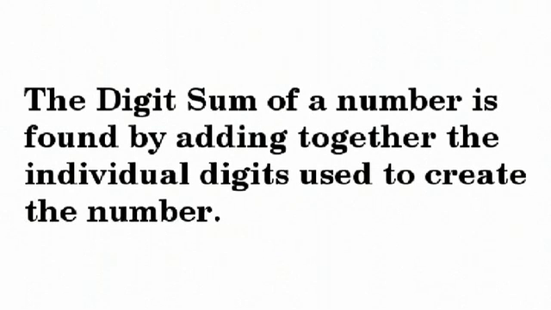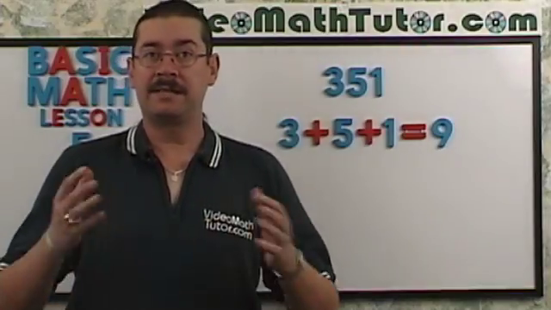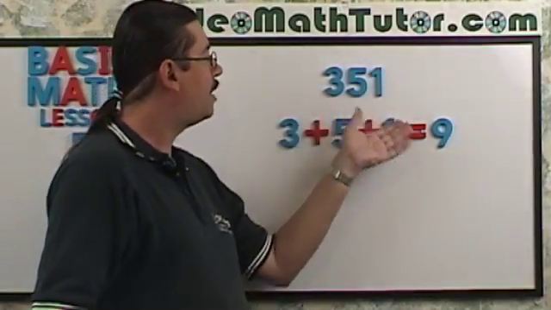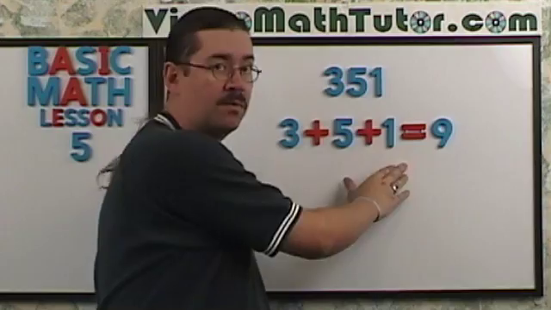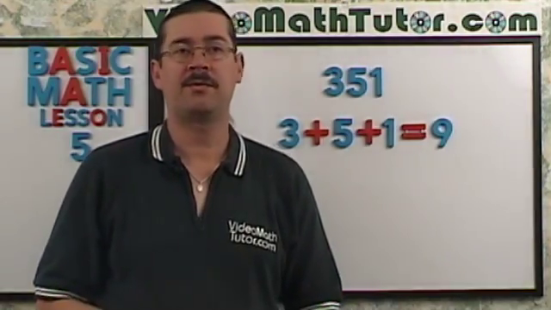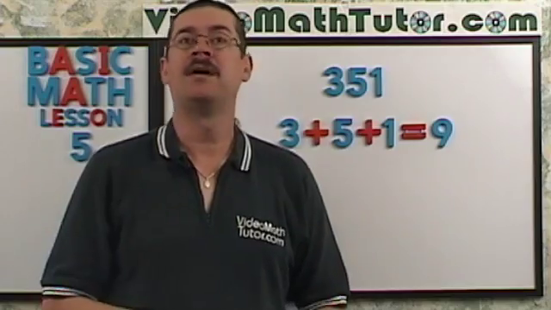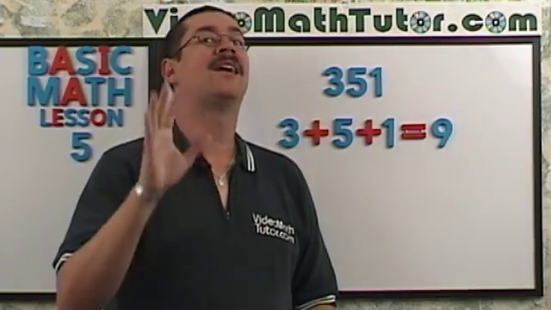The digit sum of a number is found by adding together the individual digits used to create the number. Now we can see this in this example. 351, the digit sum is you just say 3 plus 5 plus 1, the answer is 9. And I think, well, why do we need to learn this? It's going to become very handy very soon.